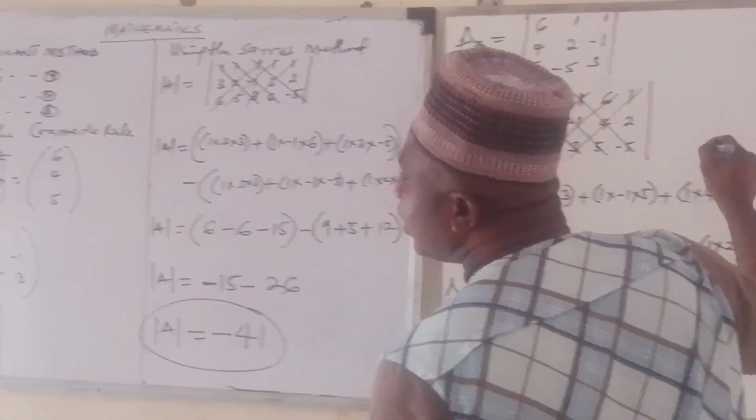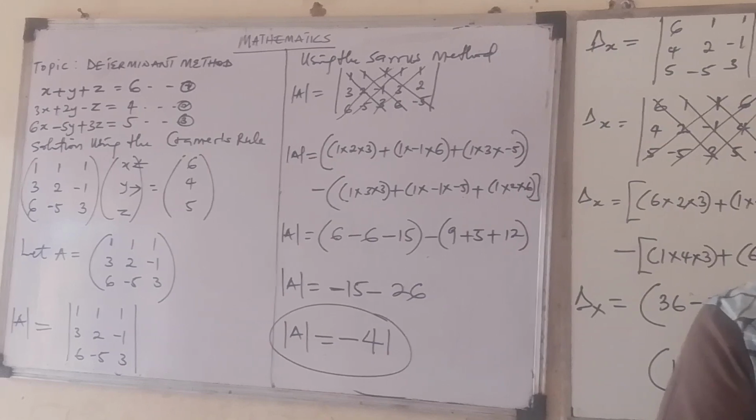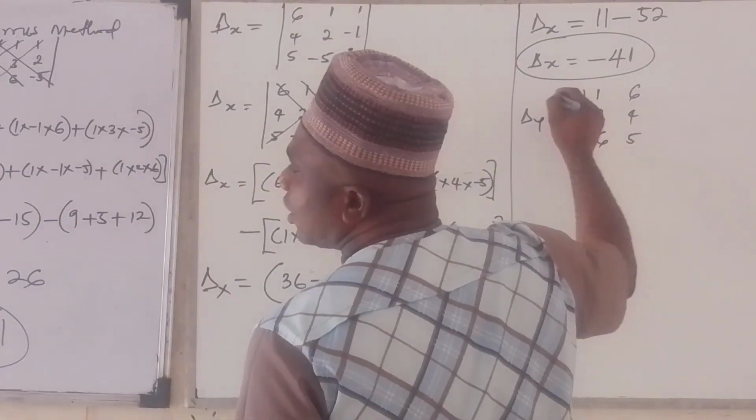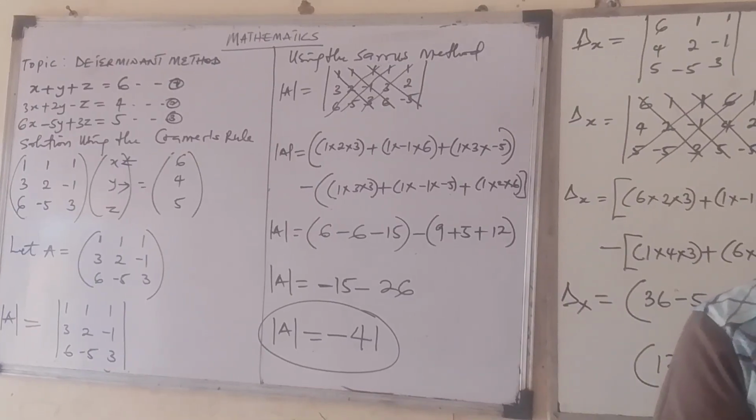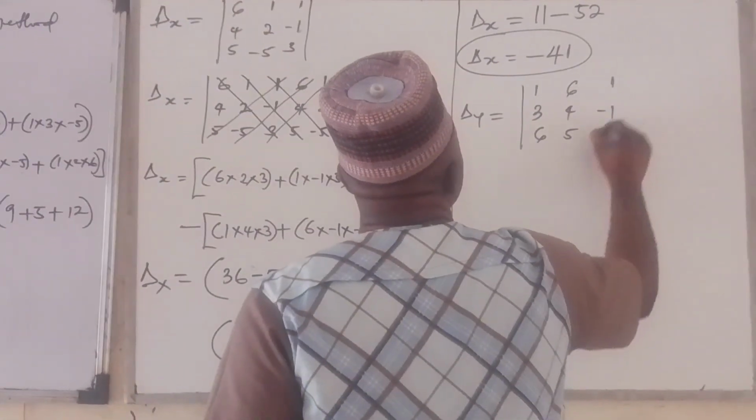Yes, 136. We have 6, 4, 5. Then we have 1, minus 1, 3. So here we have 1, minus 1, then 3.